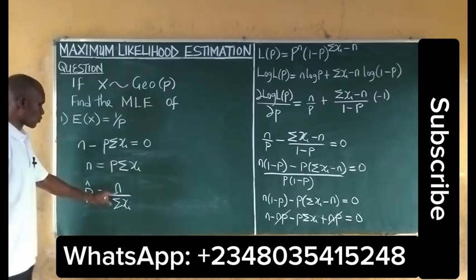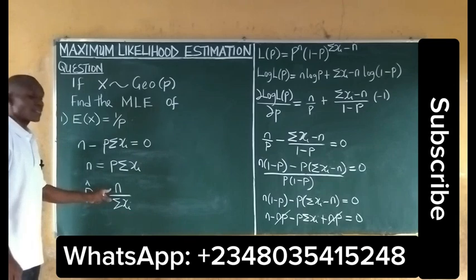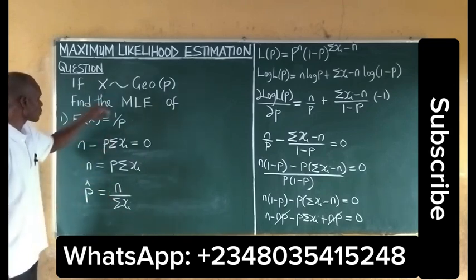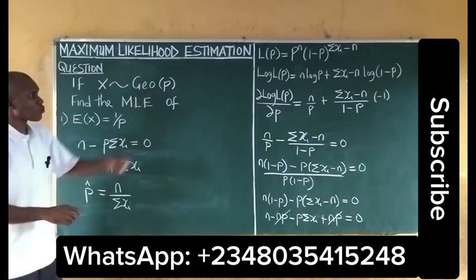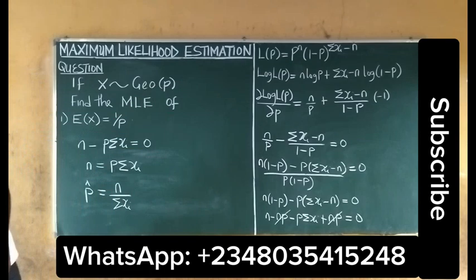Of course, we know that the reciprocal of this is the mean. And we are asked to find the expected value when x is equal to 1 all over p. So we go over to this side again.